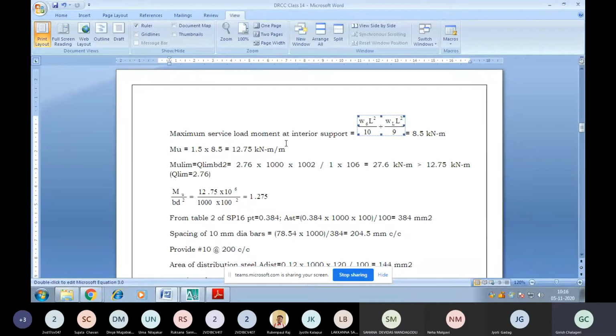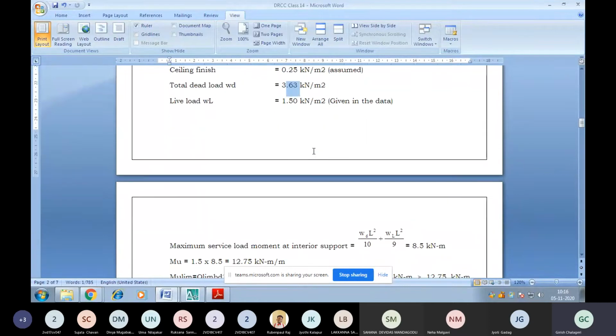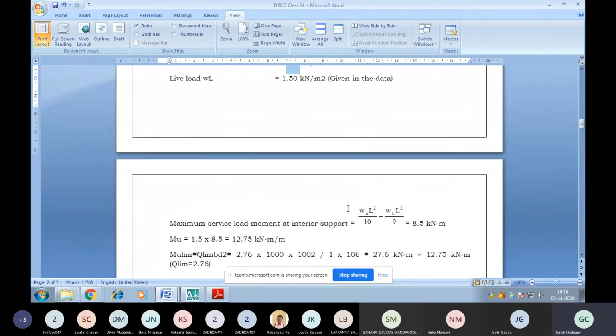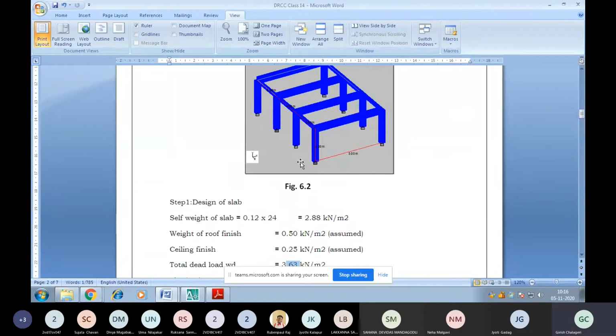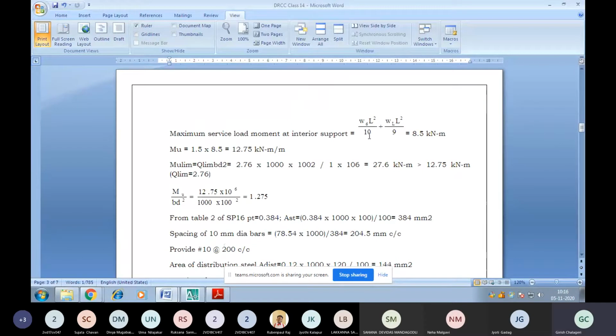So the maximum service moment at interior supports is WD L square by 10 plus WL L square by 9. W is 3.63 for dead load and 1.5 for live load. L is given as 4 meters, the span between the members. Substituting the values of WD and WL, we get the bending moment as 8.9 kilonewton meter. We factor that moment by 1.5, and we get 12.75 kilonewton meter.